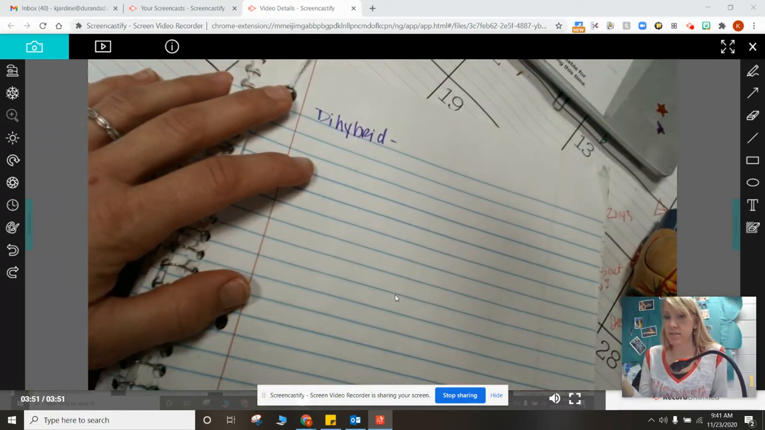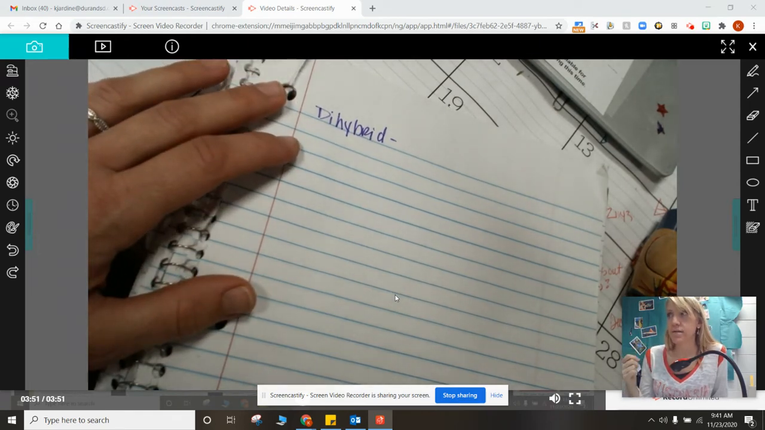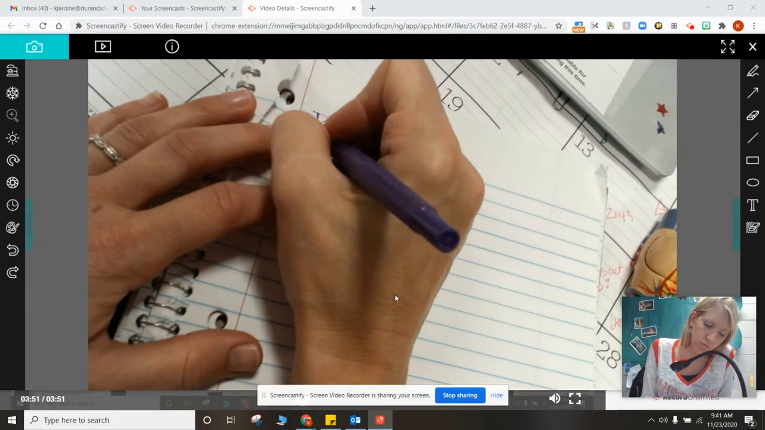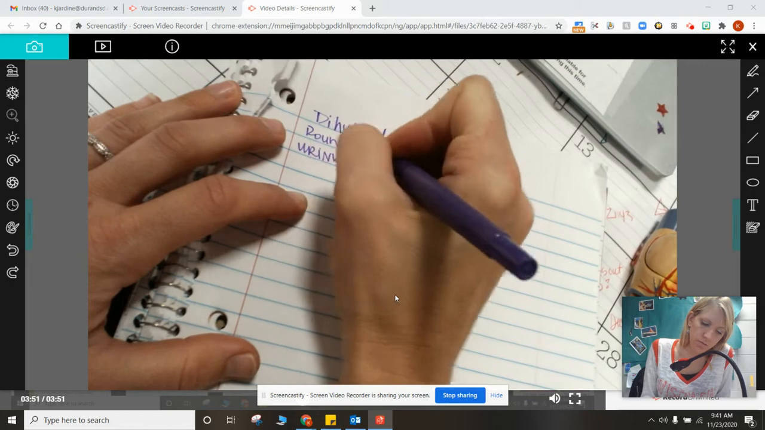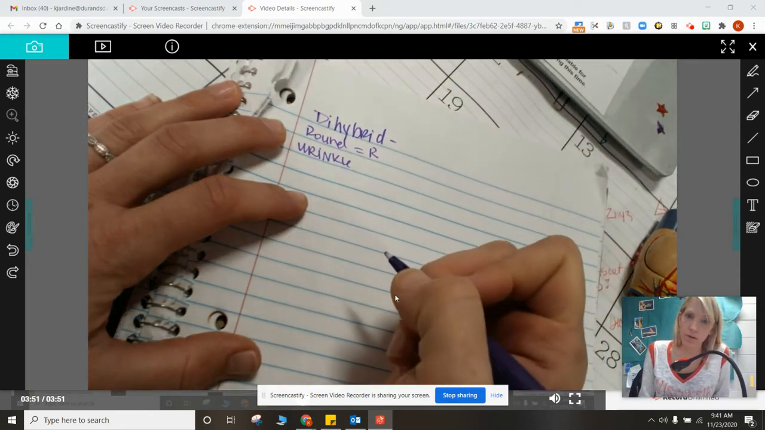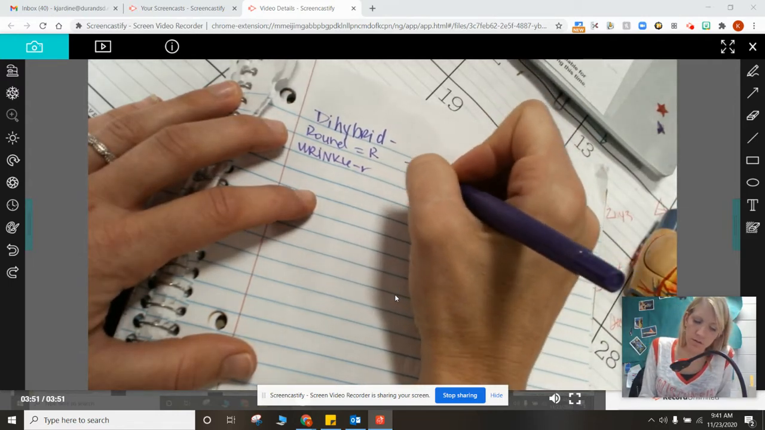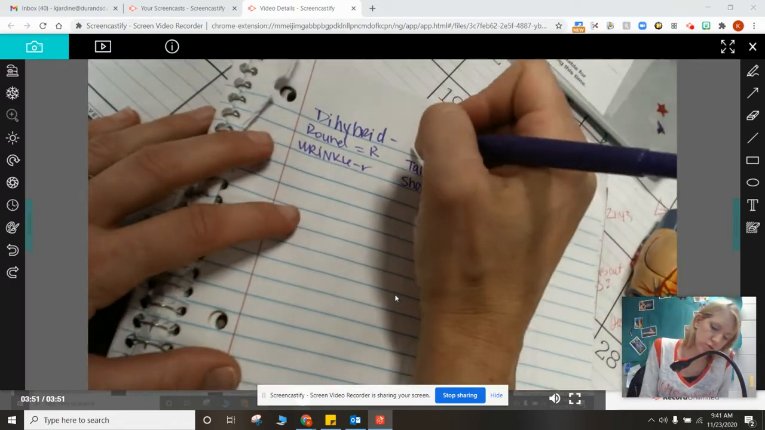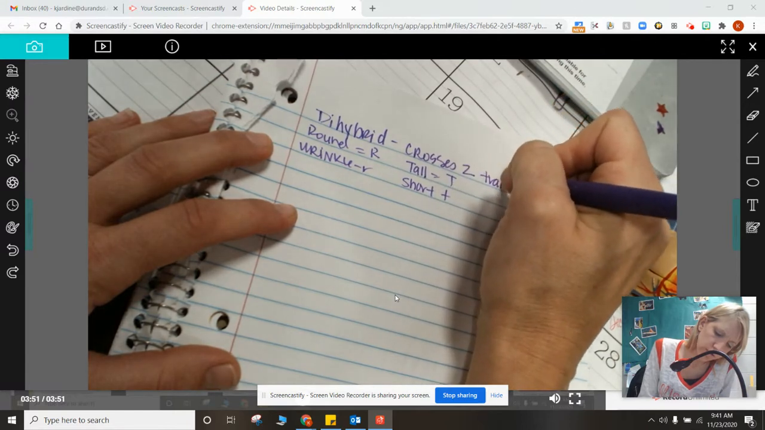So before we crossed height, so tall or short. Now we're going to cross two traits. So say height and color, all right? Or height, round versus wrinkled. So we have round. We're going to talk about pea plants again. Wrinkled. Round is dominant, big R, right? So wrinkled would be recessive. We'll stay with the tall, big T, short, little t. So dihybrid crosses, two traits.